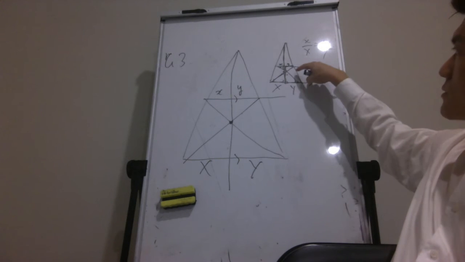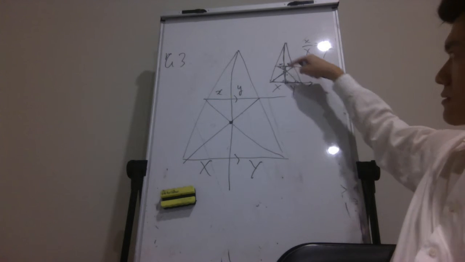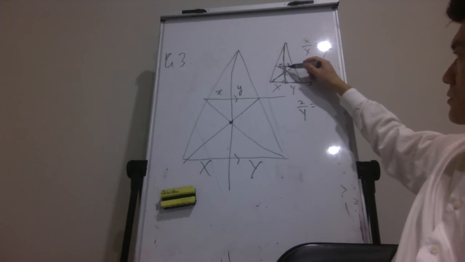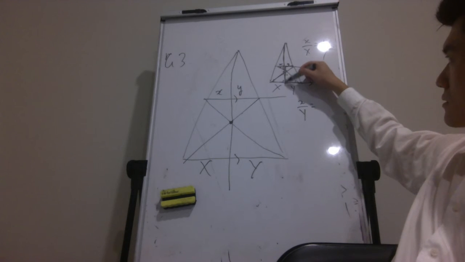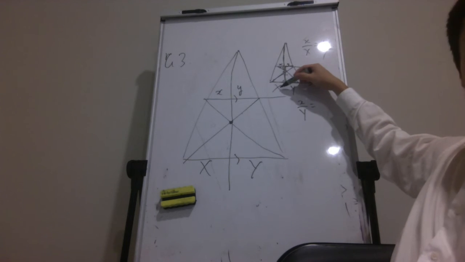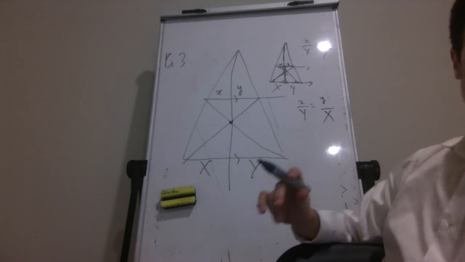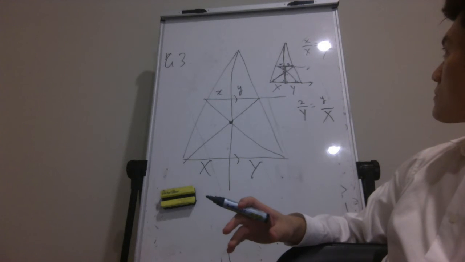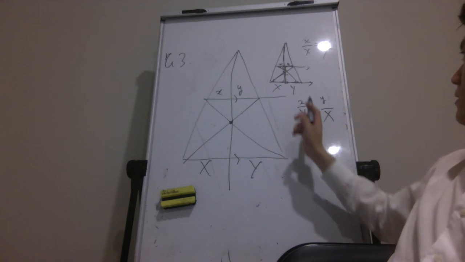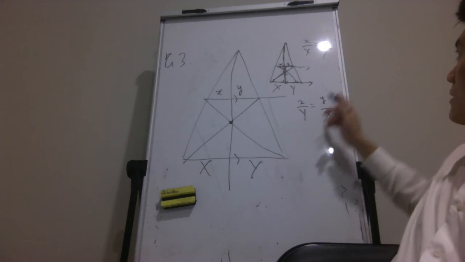So what you have is that from this similar triangle, the ratio of the bases, x over capital Y, is equal to the ratio of this side to this side, which is the same as the ratio of this Y to this X from the other triangle. Yeah? You see that?